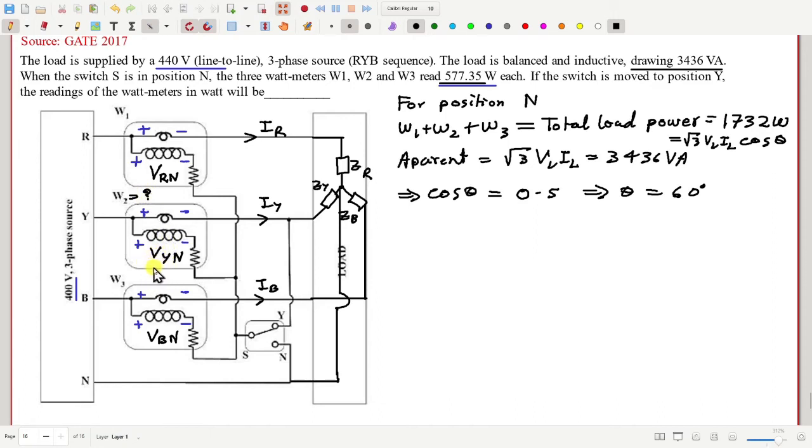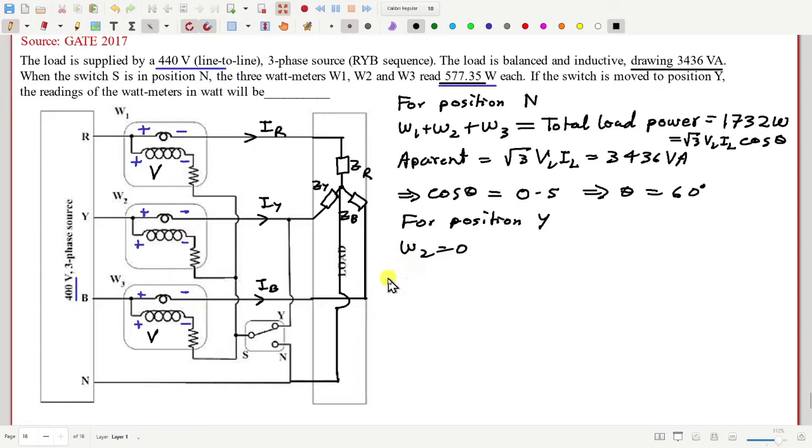What is the voltage that this wattmeter is measuring now? Okay, all these voltages will change. What does W2 measure? 0. Yeah, so this measures 0 voltage. So how much is W2 reading now? Okay, so for position Y, W2 is equal to 0, right? Because the voltage across W2 is 0.